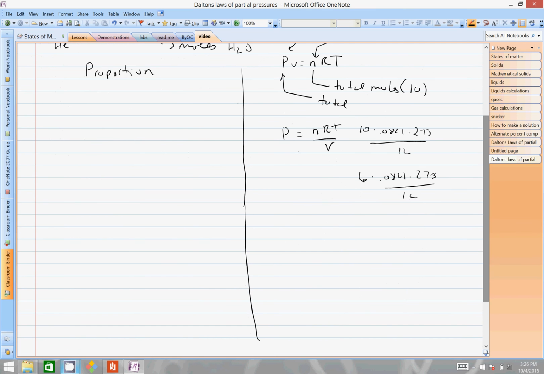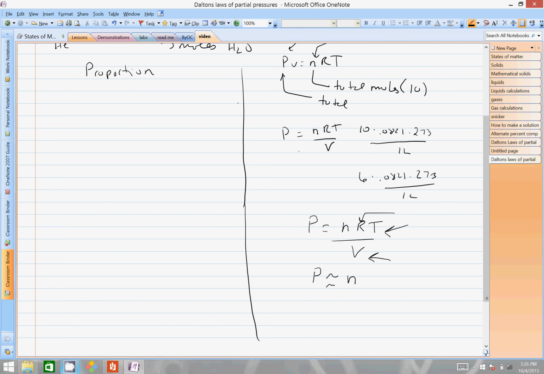We have this formula, which is pressure equals nRT over V. Well, all the particles are in the same volume, so that is not different for any of the particles. They're all the same average kinetic energy or temperature, and this is the same. So if we want to knock out a few of these variables that aren't changing, we could say pressure is proportional to the number of particles.